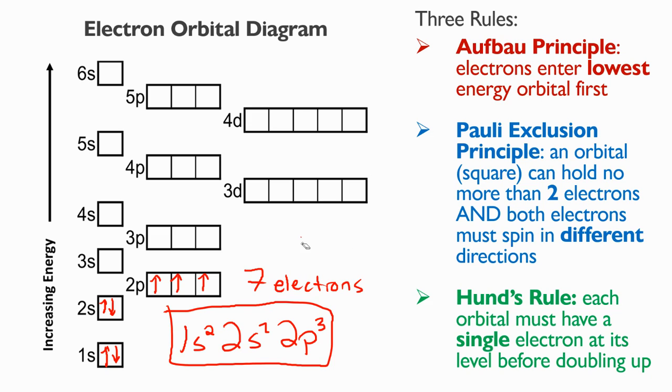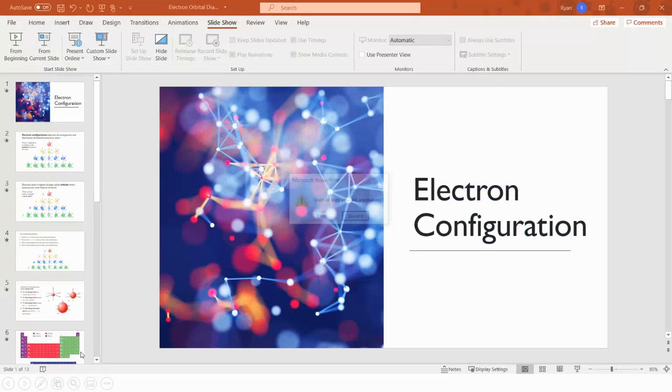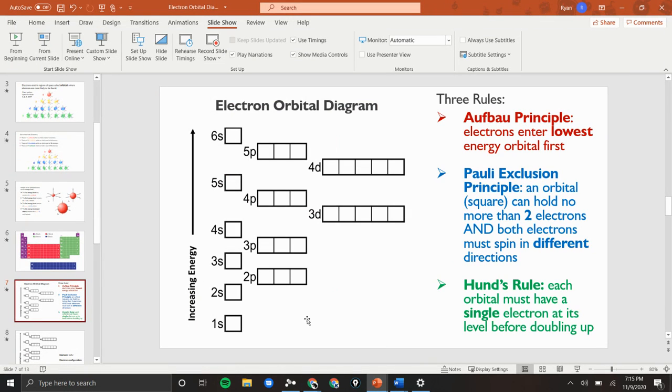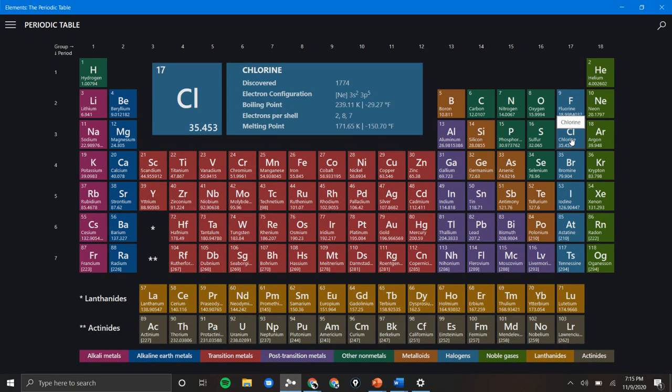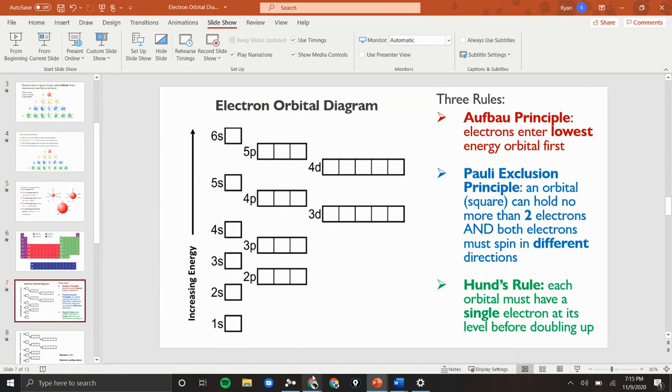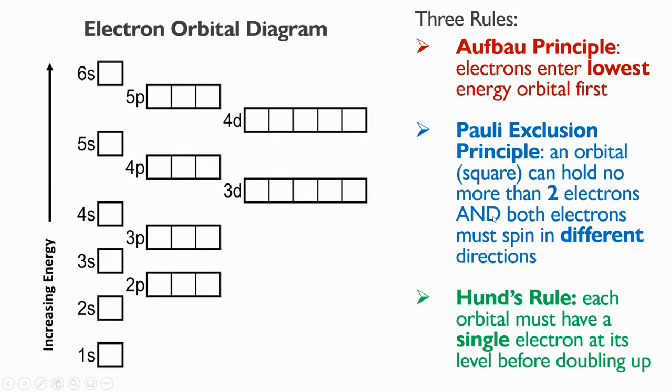Let's do another one. So let's look at the periodic table real quick. So if I'm looking at the periodic table, pull it up here. Let's do chlorine. All right, chlorine's got 17 electrons. So if chlorine, which I'll just do Cl, has 17 electrons, then let's start filling them.